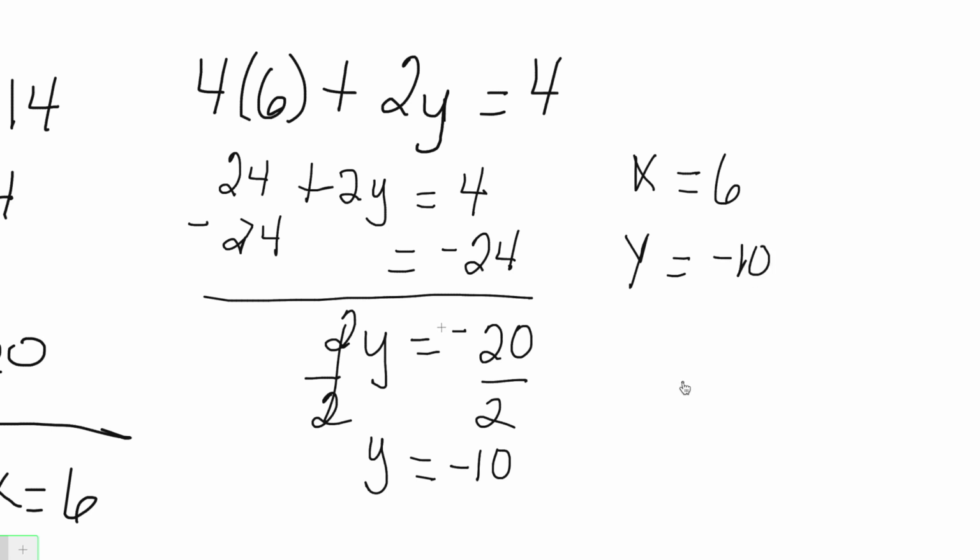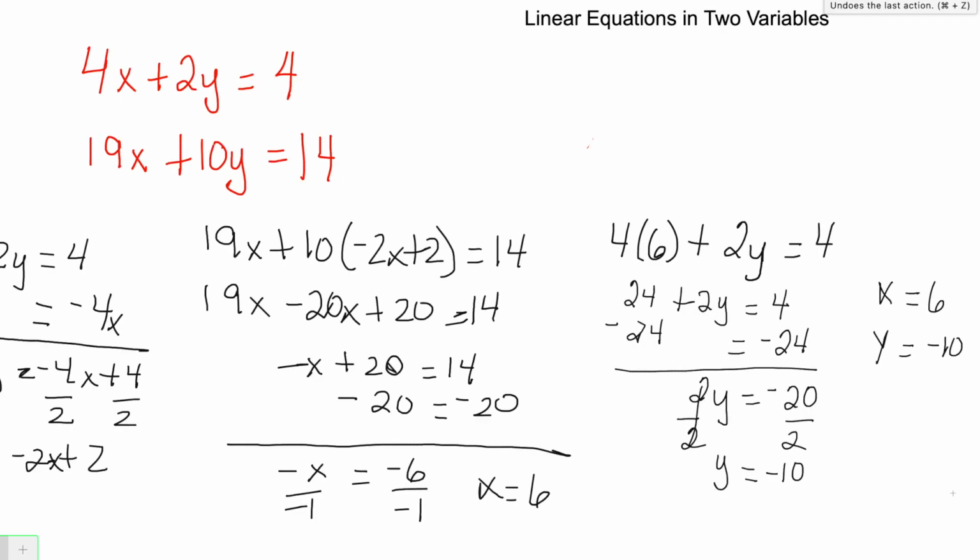When you get to the Desmos portion, you will see the graph for this equation and a graph for this equation. So you will have two graphs. Then you will look for where they intersect, and you will have this as a point. That point will be (6, negative 10), and that's your solution. That's where both equations intersect, and that is the solution.